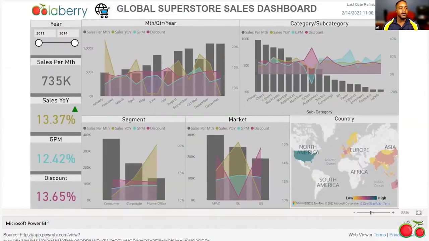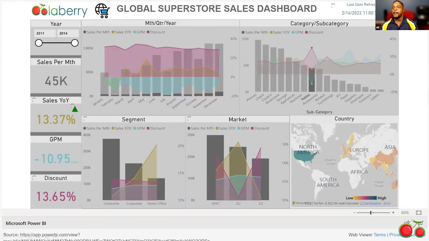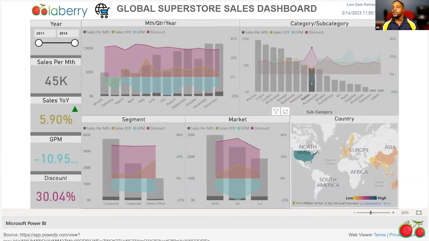Now we move over to our last and final insight, which is our product tables. So we click on tables right here. The reason I clicked on tables is because you can see the year over year is very low for this product. It's the lowest of all of the products. But when I click on it, I can see that January, February are low months. Consumer segment, low. US, tables don't do as well.